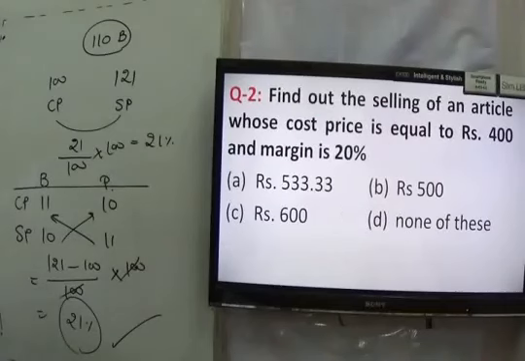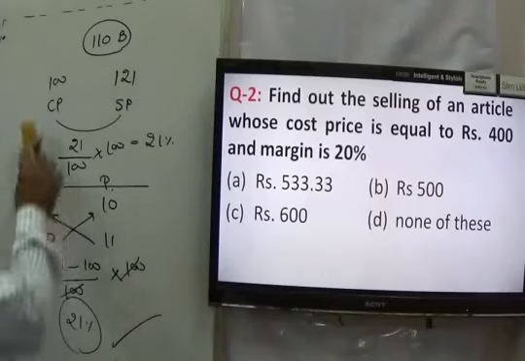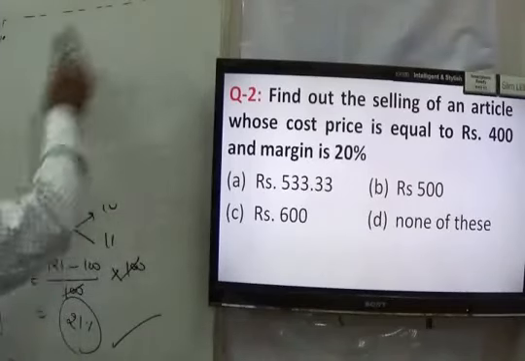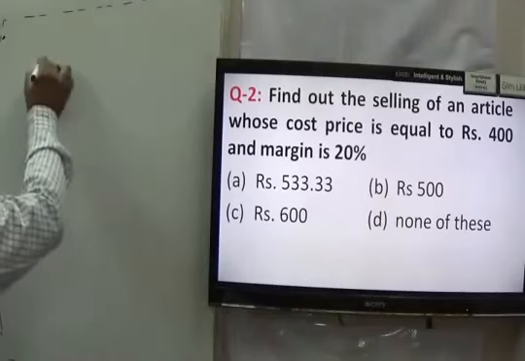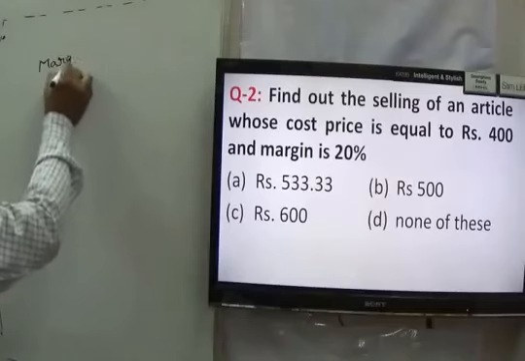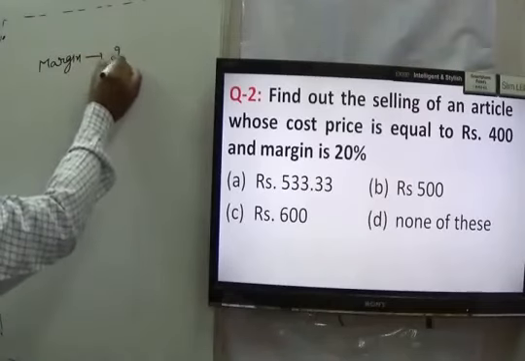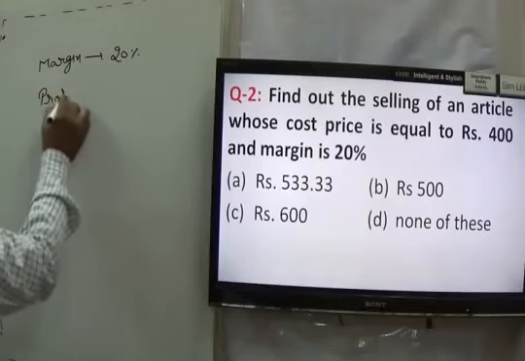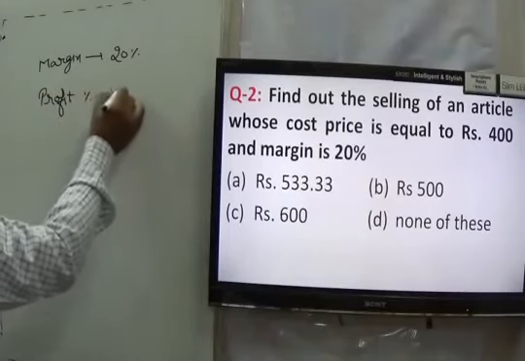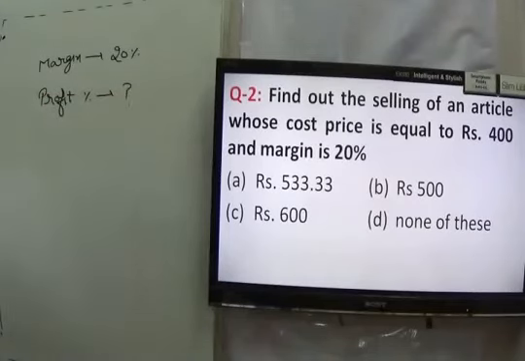Now take the second problem. Find out the selling price of an article whose cost price is equal to 400 and margin is 20%. Here I have used a term that is margin, right? First of all, there is a need to understand what you mean by the margin. A margin is profit percentage when we take the profit as a percentage over selling price, right? It means for answering my question, first of all, I have to find the profit percent. Only then can I answer my question very easily, right?